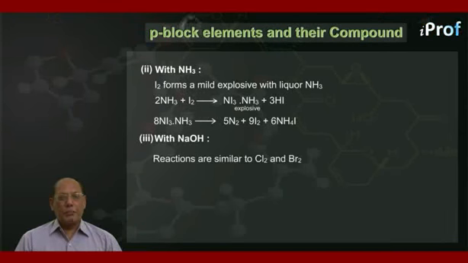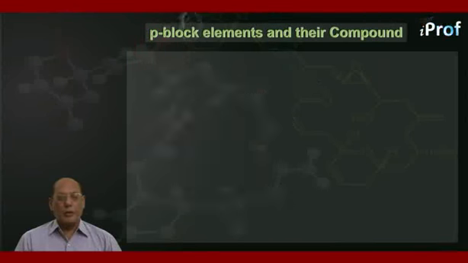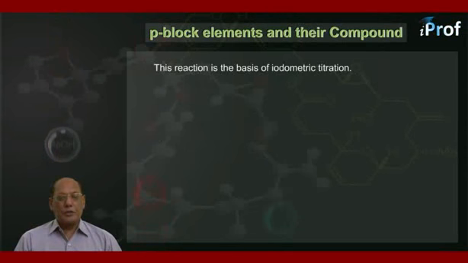Third, reaction with NaOH. The reactions are similar to chlorine and bromine. Fourth, with hypo. I2 oxidizes thiosulfate ions into tetrathionate ions. Therefore, the reaction is I2 plus 2 S2O3 2 minus giving S4O6 2 minus, that is called tetrathionate ion, plus 2I minus. This reaction is the basis of iodometric titration.